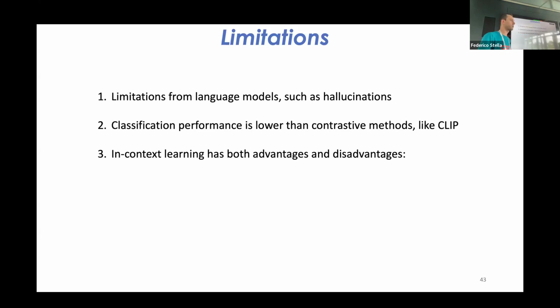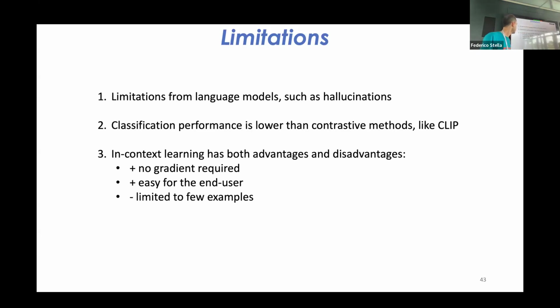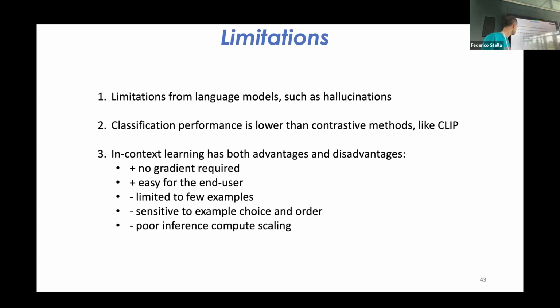In-context learning has, of course, a ton of advantages. There's no gradient required. It's very easy for the end user. You don't need to know neural networks or anything to use it. But it's limited to the number of examples that it can see. So depending on how difficult the task is, you may be able to do it or not. It's very sensitive to example choice and order. So I guess that speaks for itself.